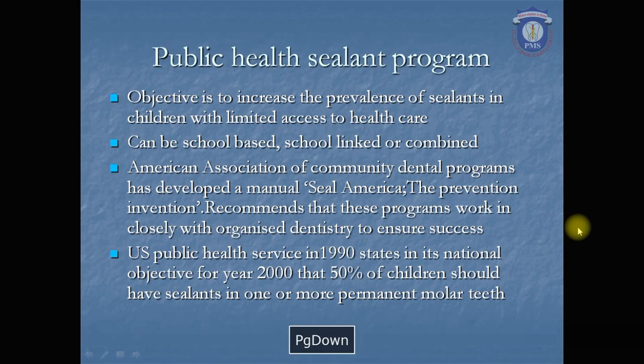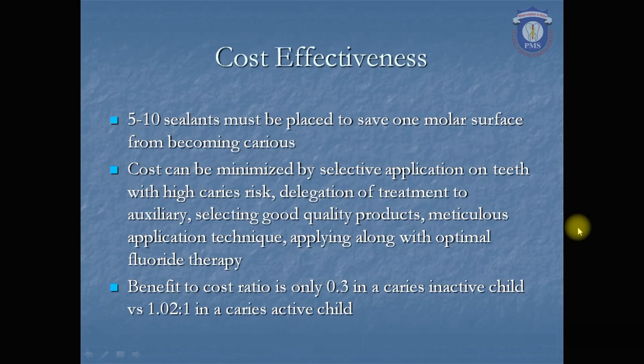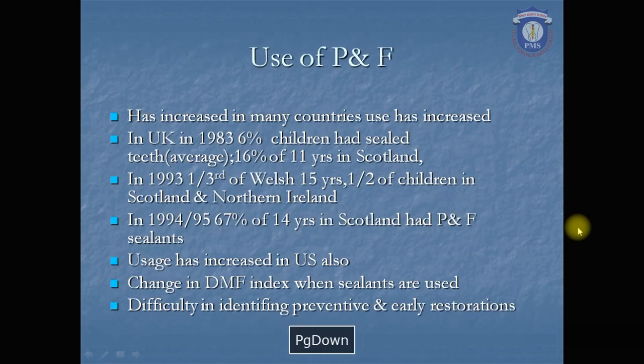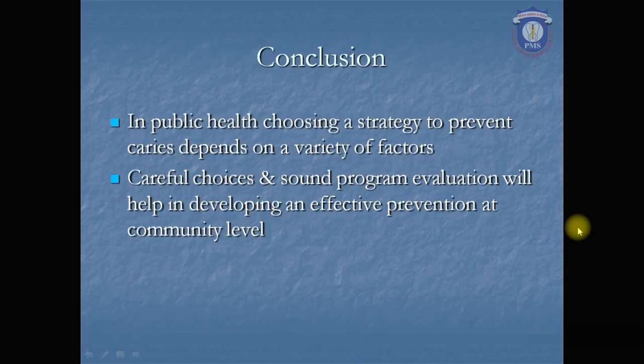ADA accepted sealants: you can see the text and see the programs. The main important fact is cost effectiveness. Cost effectiveness is defined as the least expensive way from among the competitive alternatives for meeting a defined objective, that is caries reduction. So in public health, choosing a strategy to prevent caries depends on a variety of factors. Careful choices and sound program evaluation will help in developing an effective prevention program at the community level.